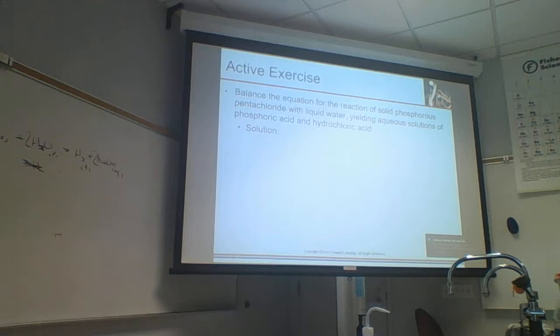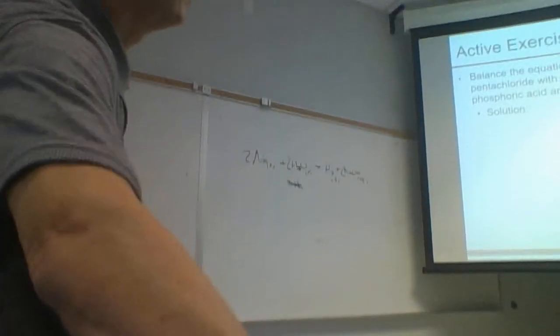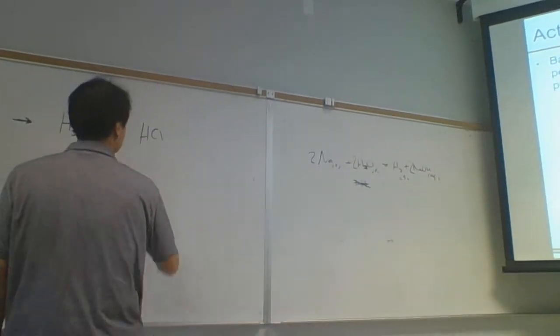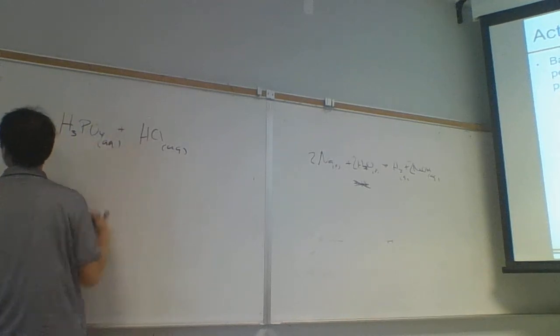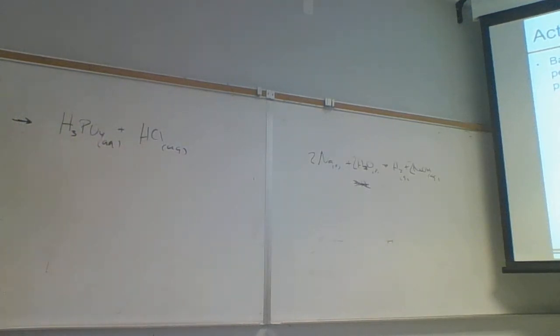So you should be able to tell me that one quickly. And then hydrochloric acid. What's the formula for hydrochloric acid? HCl. And that's also a very common acid. It says solutions. So these are aqueous solutions. So this is AQ here, this is AQ here. Okay. Now we have to balance it.